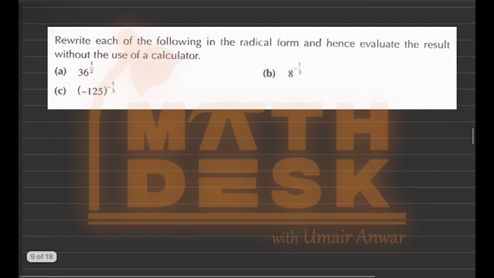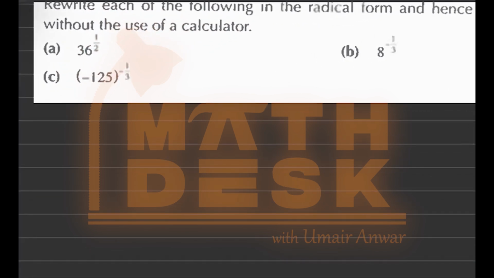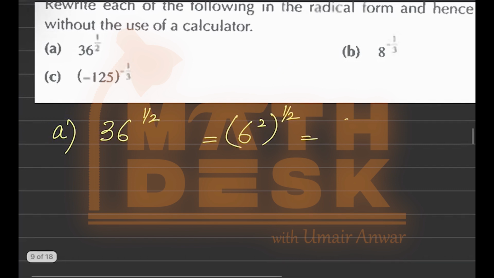Further practice, it says that 36 raised to 1 upon 2. So 36 is 6 square. So both the indices would get multiplied with each other. The final answer would be 6 over here.